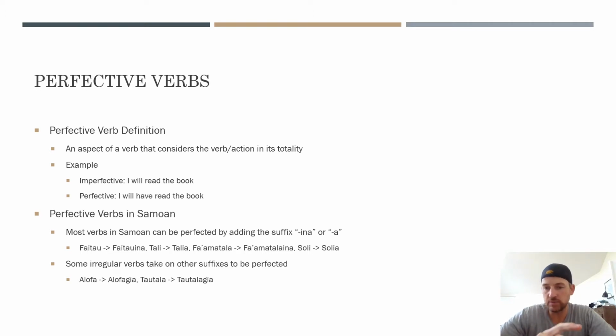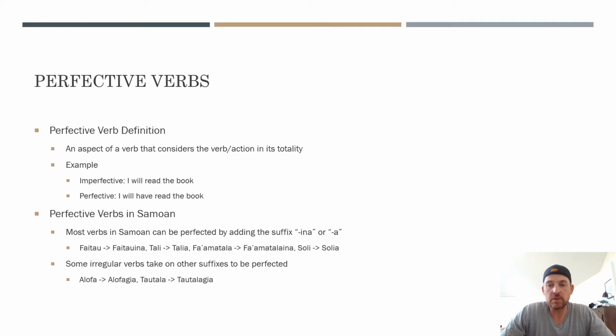And the reason I used a future tense sentence here is to demonstrate that perfective versus imperfective has nothing to do with tense, but it has to do with, again, the totality of the verb and its consideration. This is really subtle. You guys can probably look for English grammar lessons that'll describe this perfective versus imperfective concept better. But in a nutshell, that's what it means.